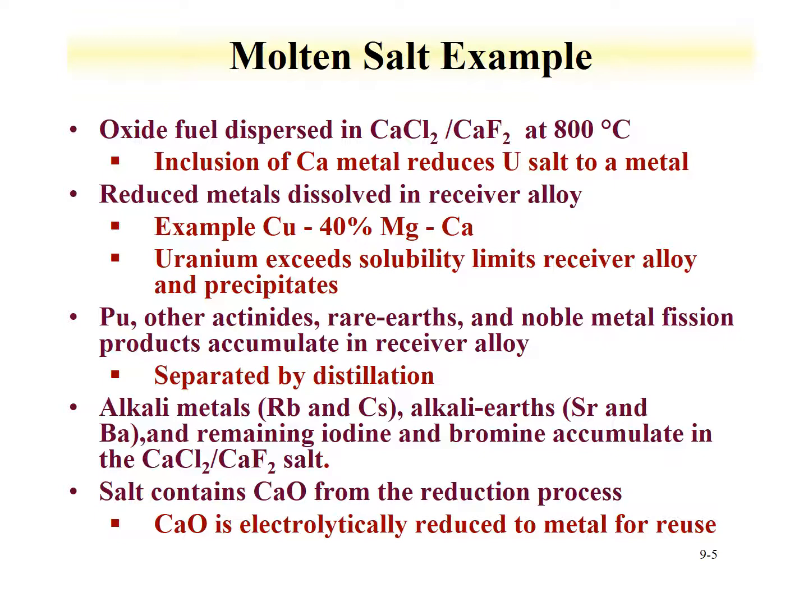Once reduced, the uranium metal can be removed from the salt phase by being dissolved into a second phase. It's called the receiver alloy. For example, an alloy of copper, magnesium, calcium can be produced. The uranium is dissolved into this phase. It exceeds the solubility limit in the receiver alloy and precipitates. So you have separation of the uranium as it goes from the oxide phase at the initial component, reduced to the metallic phase, goes into this receiver alloy and precipitates out.